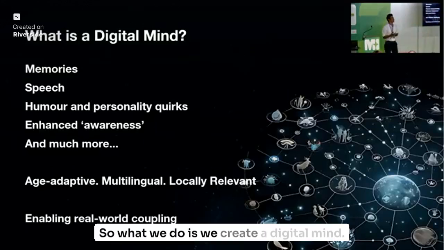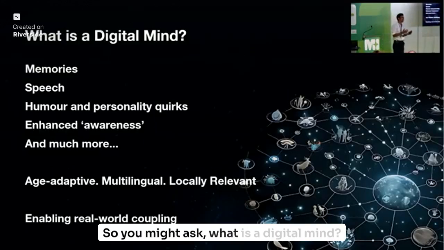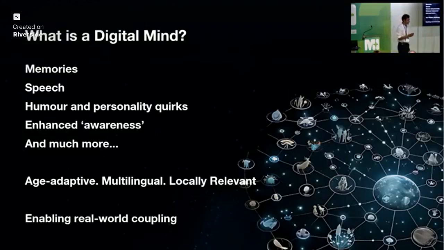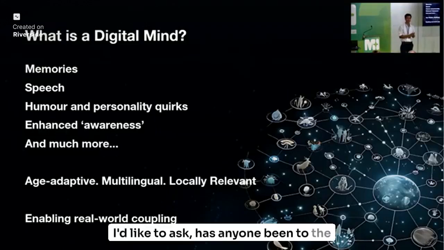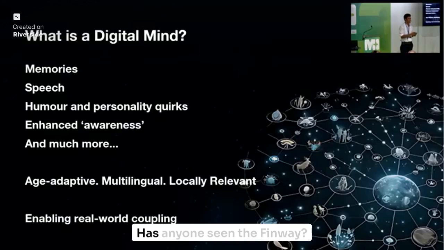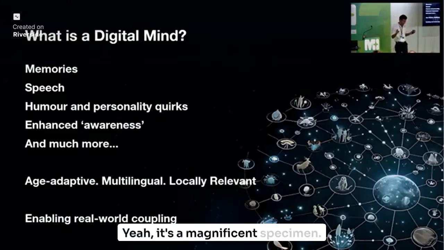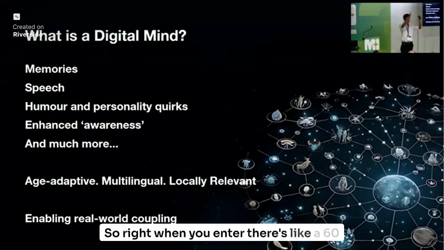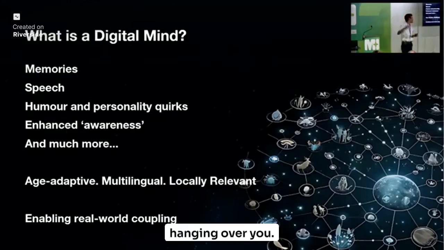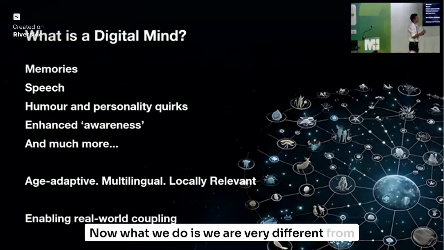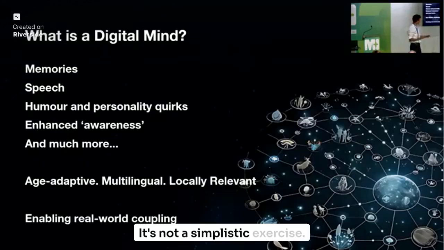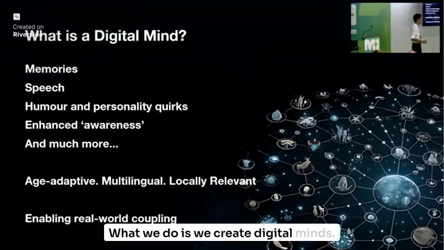So what we do is we create a digital mind. So you might ask, what is a digital mind? I'd like to ask, has anyone been to the Museum of Zoology in Cambridge? Has anyone seen the fin whale? Have you? Yeah? It's a magnificent specimen. So right when you enter, there's a 60-foot skeleton of a blue whale which is hanging over you. Now, what we do is very different from very basic chatbots. It's not a simplistic exercise. What we do is we create digital minds.